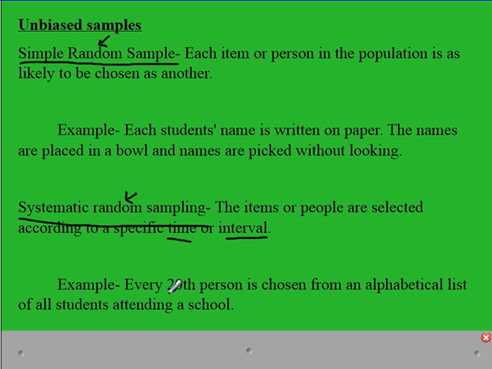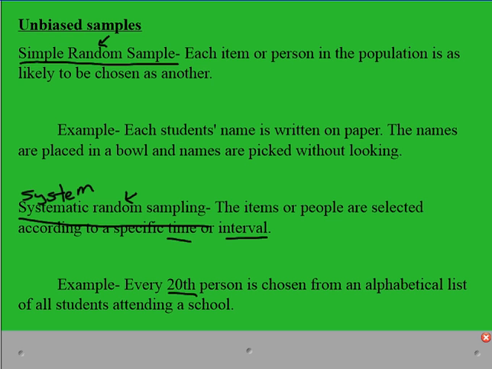It means maybe every 20th person is chosen from an alphabetical list of the students attending a school. Or maybe every 5 minutes you take the next person that you see walking in the hall and you choose them to be part of the sample. It's every consistent time or interval, like the 10th person or the 12th person. That would be a systematic random sampling because there is a system to the way you're choosing people. Okay, so those are the unbiased samples.